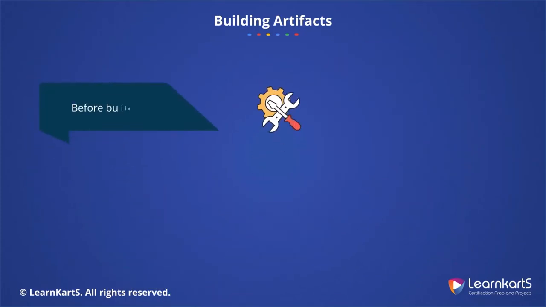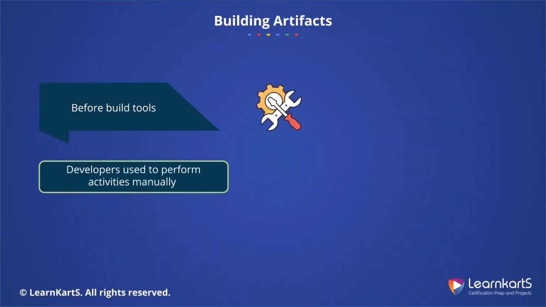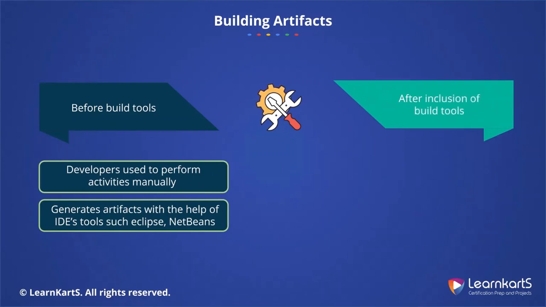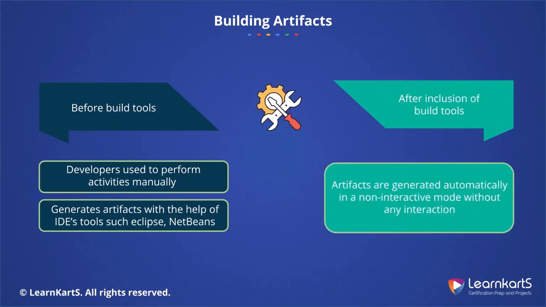Now, before the build tools, the developers used to perform these activities manually, and they used to generate these artifacts with the help of IDE tools like Eclipse, NetBeans, or similar tools, to perform the build automation and generate the build artifacts. But now, with the inclusion of build tools, you don't have to interact in that way, and automatically, in a non-interactive mode, without any interaction, you can generate the artifacts. That's an advantage we get with build tools, and the build artifact is just an end result, a byproduct, once the build automation is performed.